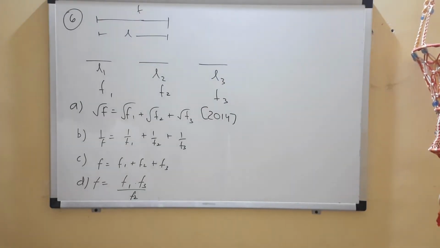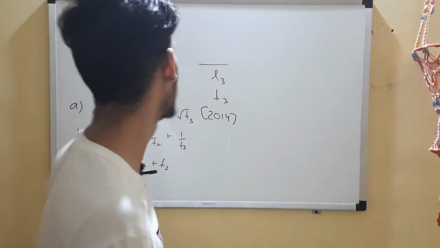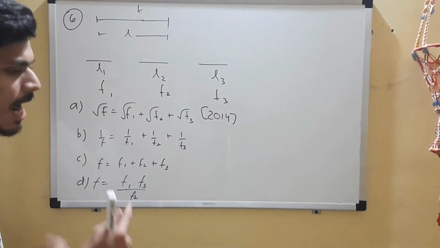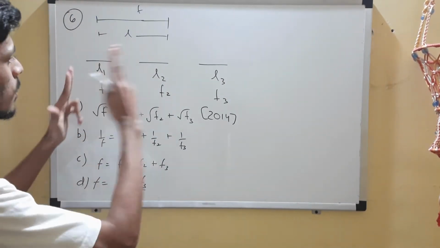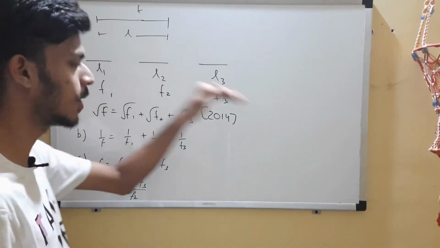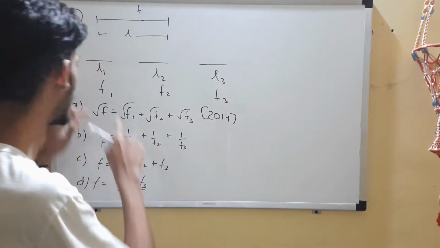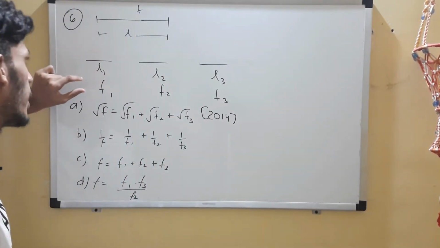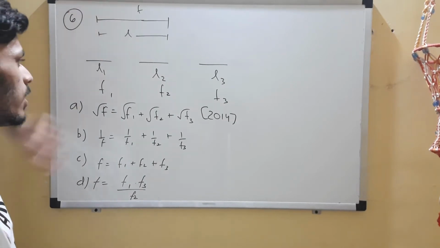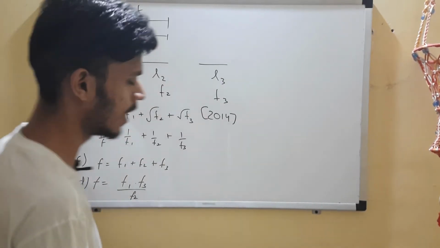Okay, question 6 over here from 2016. In this question, you have a string of length L and with original frequency F. You have cut that string into 3 pieces with length L1, L2 and L3 respectively. Okay, these are their respective frequencies F1, F2, F3. You are supposed to find a relation between this original frequency F and F1, F2 and F3.